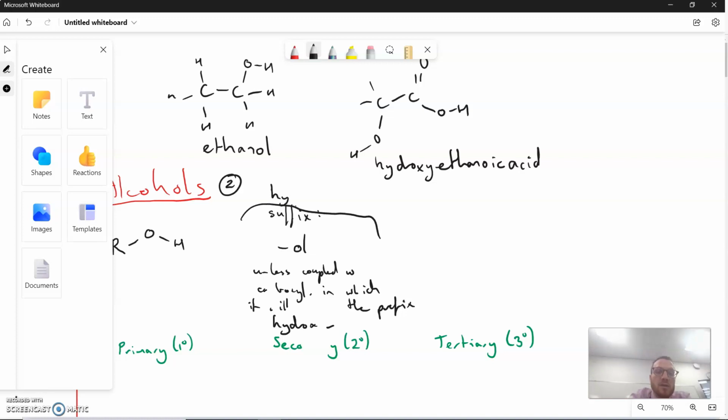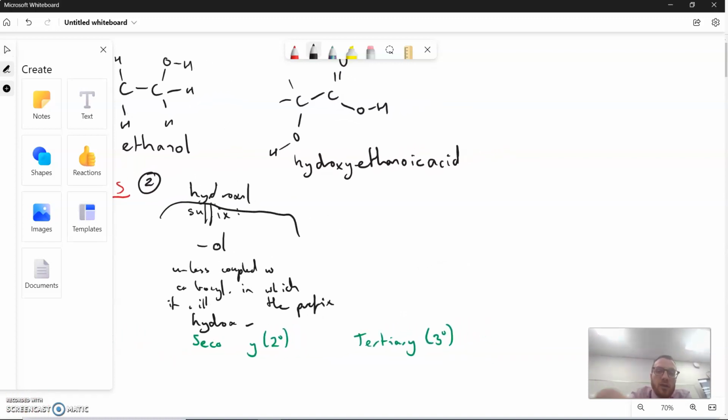So hydroxyl. Hydroxyl is the name of the functional group. Alcohol is the name of the homologous series. Same thing with carboxylic acids. Carboxylic acid is the homologous series. Carboxyl is the name of the functional group, which we'll get to. Right, it's hydroxyl. The oxygen is attached to a hydrogen.